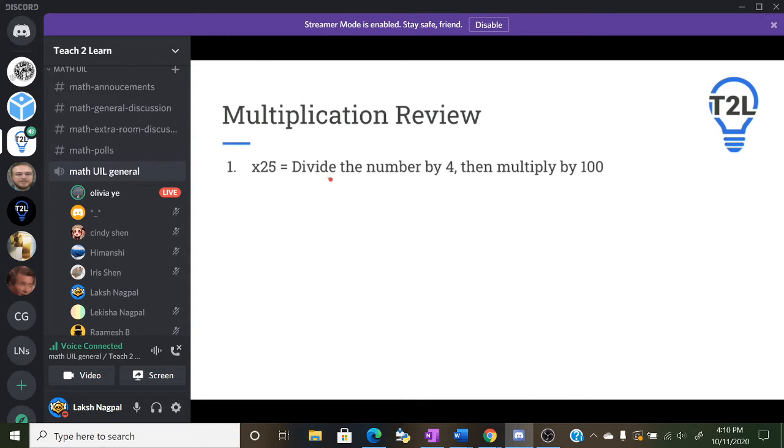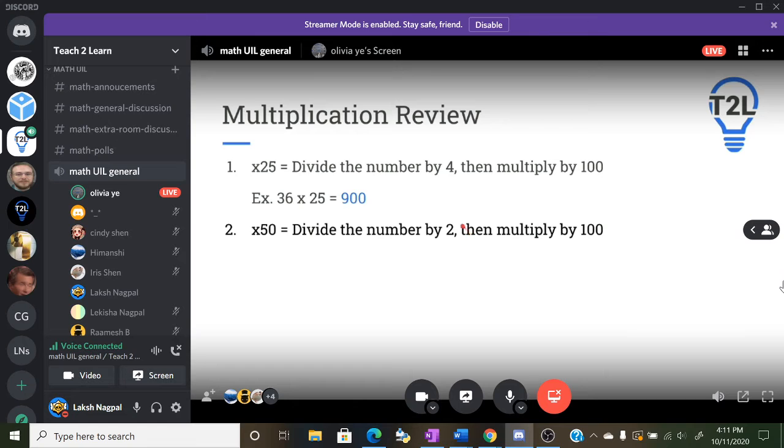The easier way to multiply by 25 is to divide the number by 4 and multiply by 100, because 100 divided by 4 is 25. Since multiplication and division are interchangeable, it's possible for you to do this. For example, if we have 36 times 25, that is 900. Because 36 divided by 4 is 9, and then you can multiply by 100 to get 900.